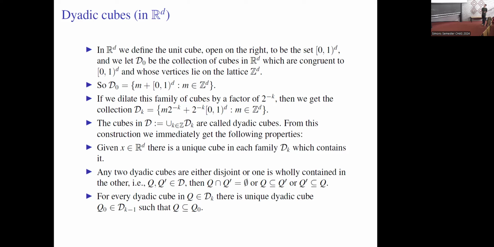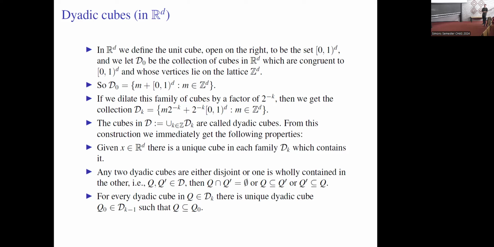Okay, so first let us recall the classical dyadic structure. So we have the unit cube, which is 0, 1 to the power d, and I decided to make the right endpoint open, but it does not matter. So then, considering congruent cubes, we have dyadic cubes from generation 0, so these are cubes of this type. So we add integers to the unit cube.